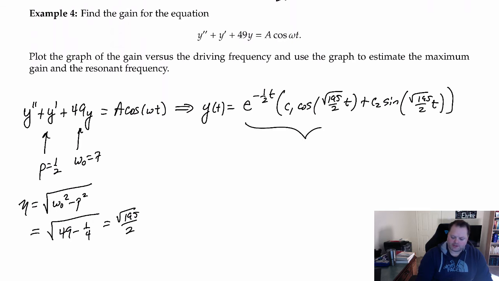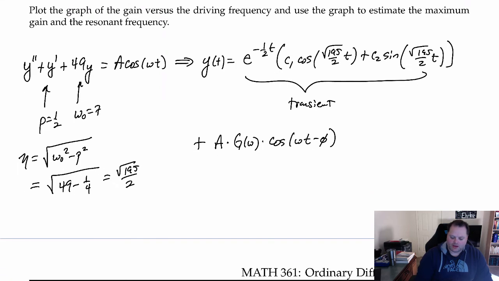So there's your transient solution, plus, now we're going to talk about the steady state. The steady state is A times the gain times cosine omega t minus phi. Let's just quickly write down the gain function.